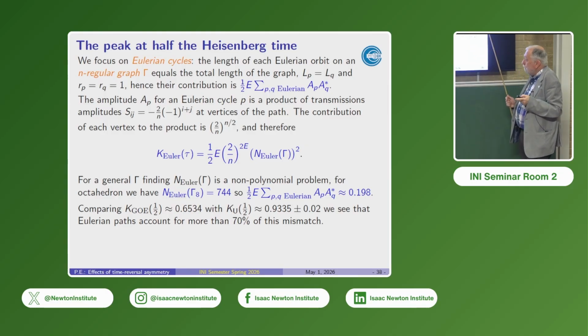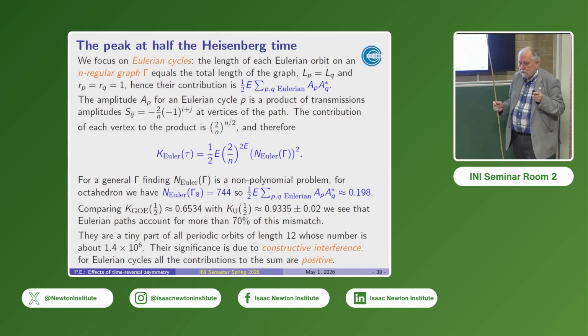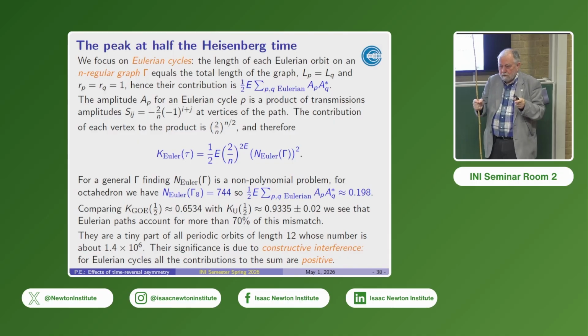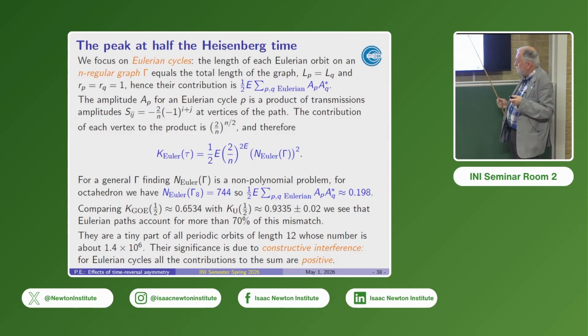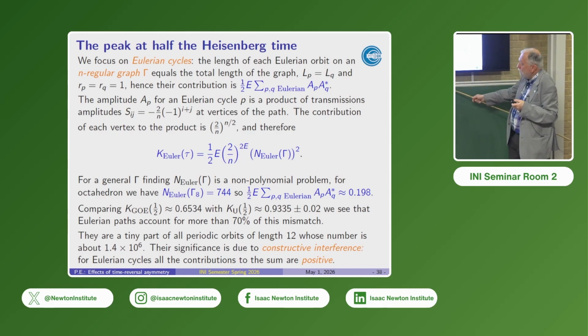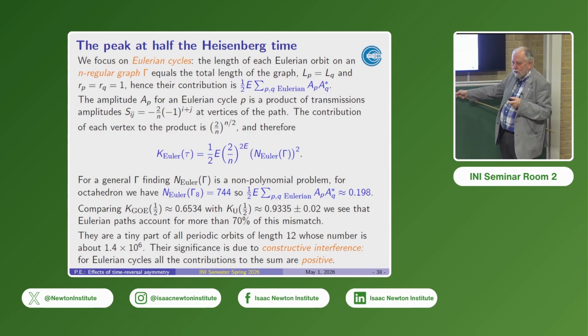Why Eulerian paths? Because they are a very small subset in the family of all periodic paths. The point is that they are the only ones which have purely constructive interference. All the contributions over the paths are positive. With the other paths, you change signs and you can have destructive interference. The whole number of paths is something like 1.5 million. So that's less than 1,000, but still it explains, let's say, more than 2/3 of the effect.